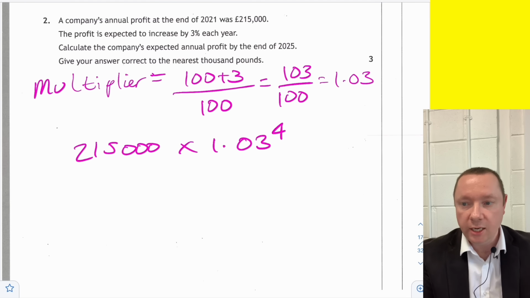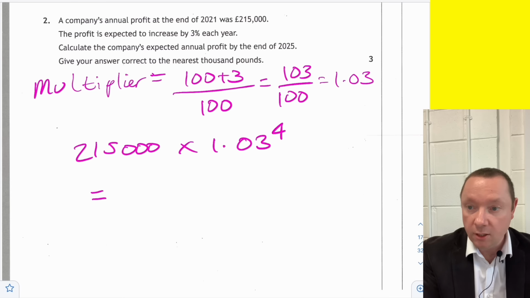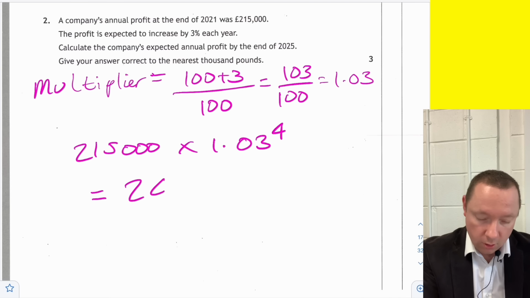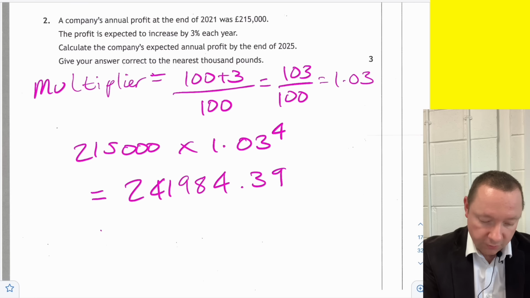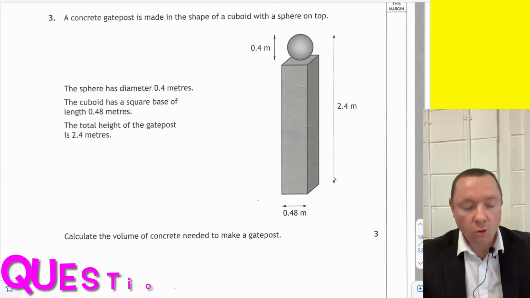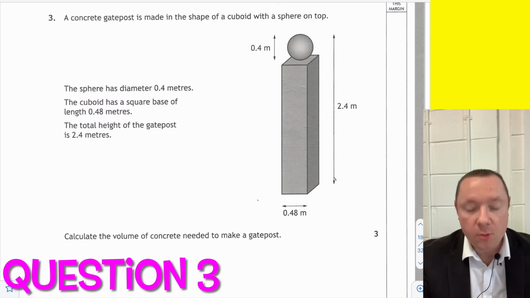And that's called appreciation. If you do that in a calculator, you get something like 241,984.39, which to the nearest £1,000 is £242,000. And we're done.